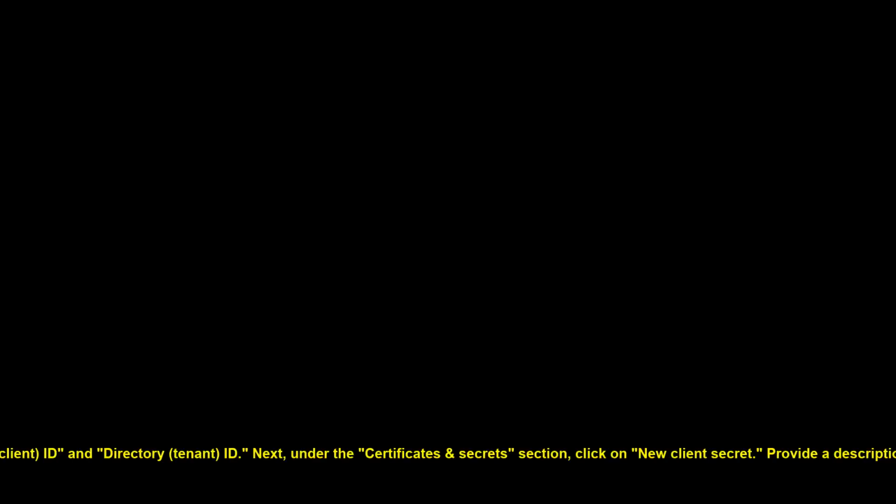Once the application is registered, take note of the Application (Client) ID and Directory (Tenant) ID. Next, click Add and make sure to copy the value of the client secret before leaving the page, as it won't be displayed again. Now go to the API Permissions section.